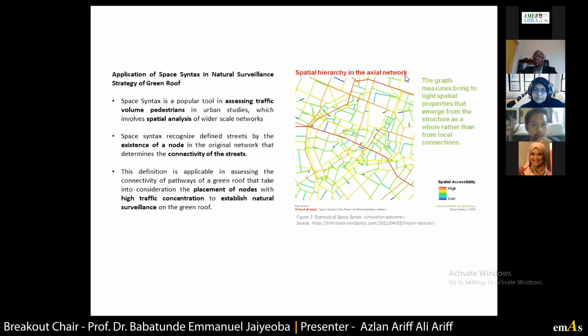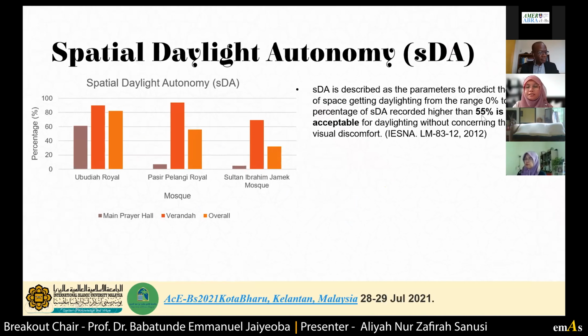As I said just now, 55% is the acceptable minimum SDA level. And you can see here the Ubudiyah Mosque is quite acceptable. As you can see, it has a high percentage. Let's go to the conclusion now.